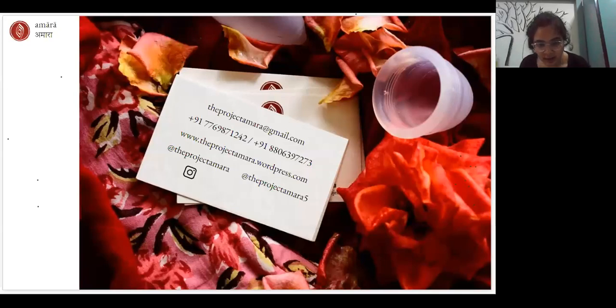Is there a chance of any infections? With all these three products, like I said, proper care is very important. For the cup, you need to sterilize it. For pads, you need to wash them and dry them properly. And for biodegradable pads, you need to change them after maximum 6 to 7 hours, I would say.